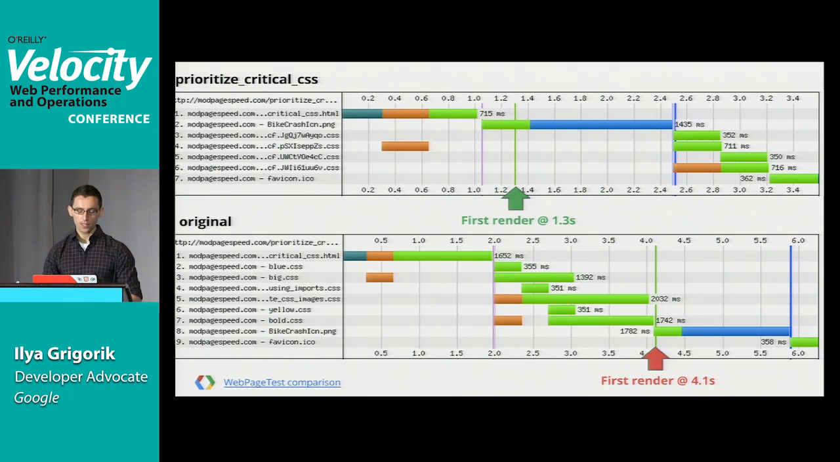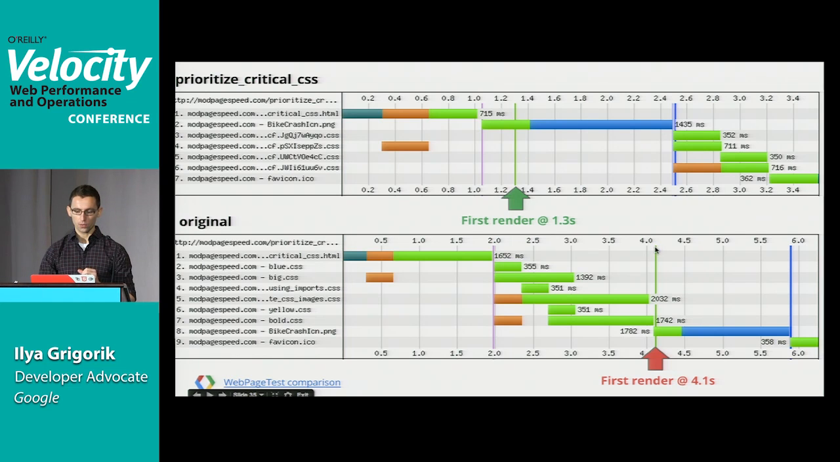So how does this actually look? This is an example taken from modpagespeed.com. If you go to modpagespeed.com, we list all the filters, and you can find the prioritize critical CSS example in there. So what happens here is we have an original page, the modpagespeed.com critical CSS page, which is the HTML file, which then fetches a PNG file and a bunch of CSS files, right? So it's your typical way that you would have constructed the page originally. What we're doing here is, when we enable, I'm looking at the wrong one. So CSS, right, here. So we're fetching all the CSS files.